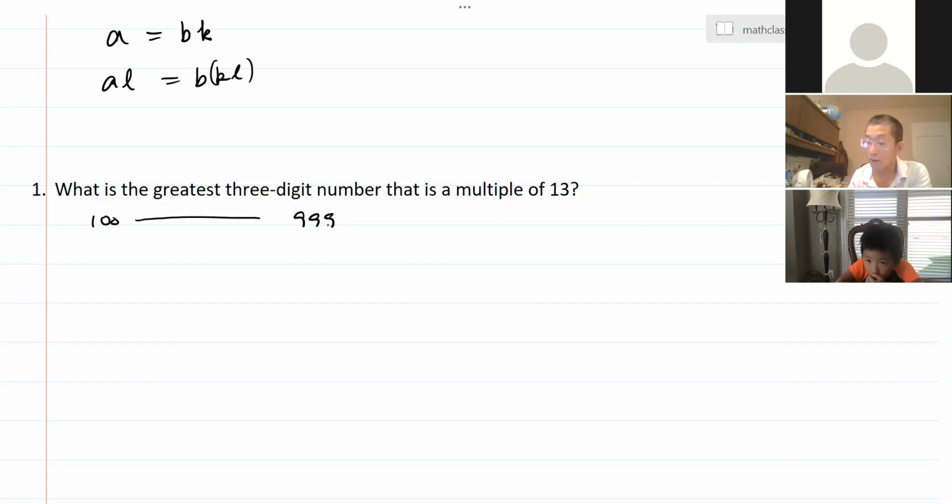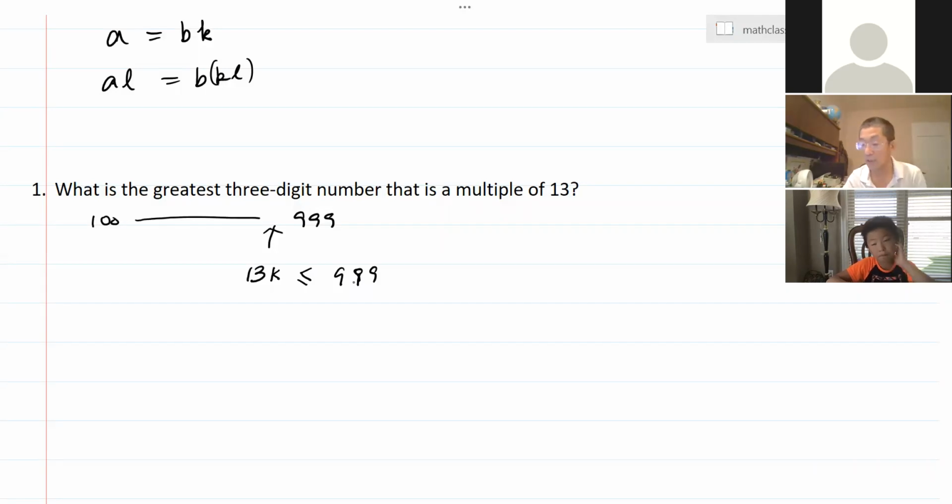But we are looking for the greatest three-digit number which is a multiple of 13. That means it's divisible by 13, so it can be written as 13 times some integer. I don't think that 999 is a multiple of 13. So 13 times some integer k should be smaller than or equal to 999. I guess you already heard about inequalities. I want to find the largest possible integer k so that the product is as close as possible to 999.